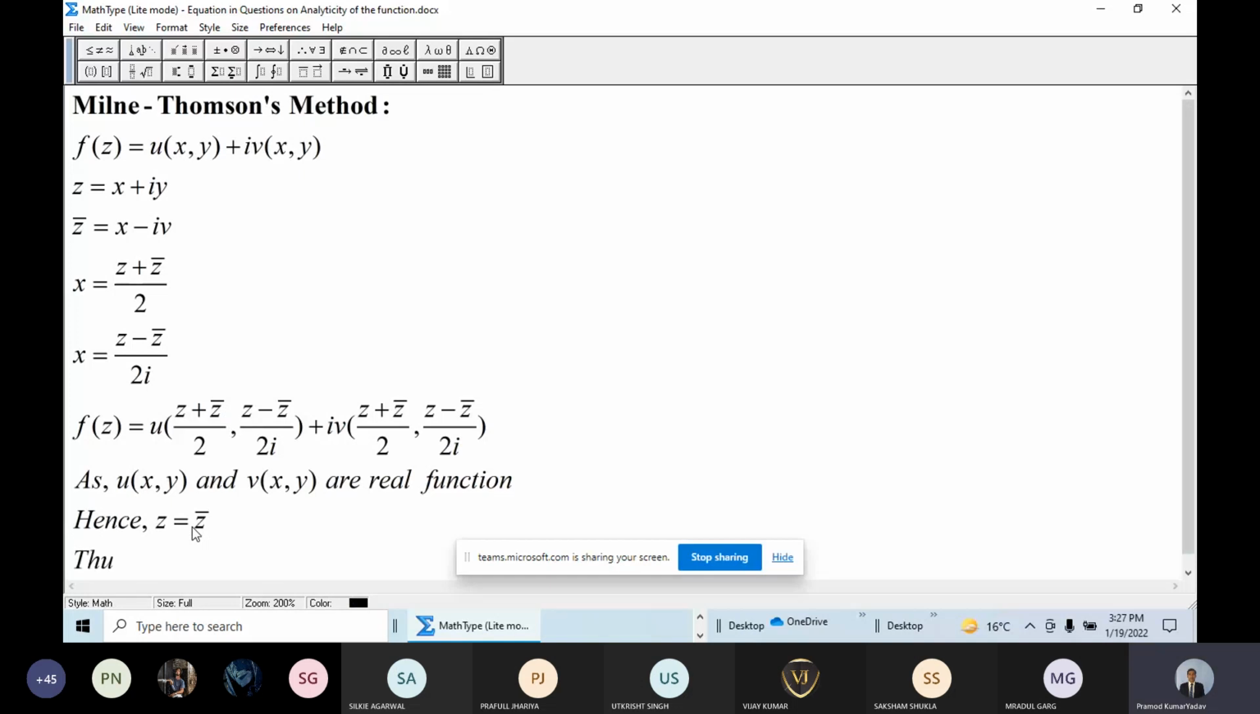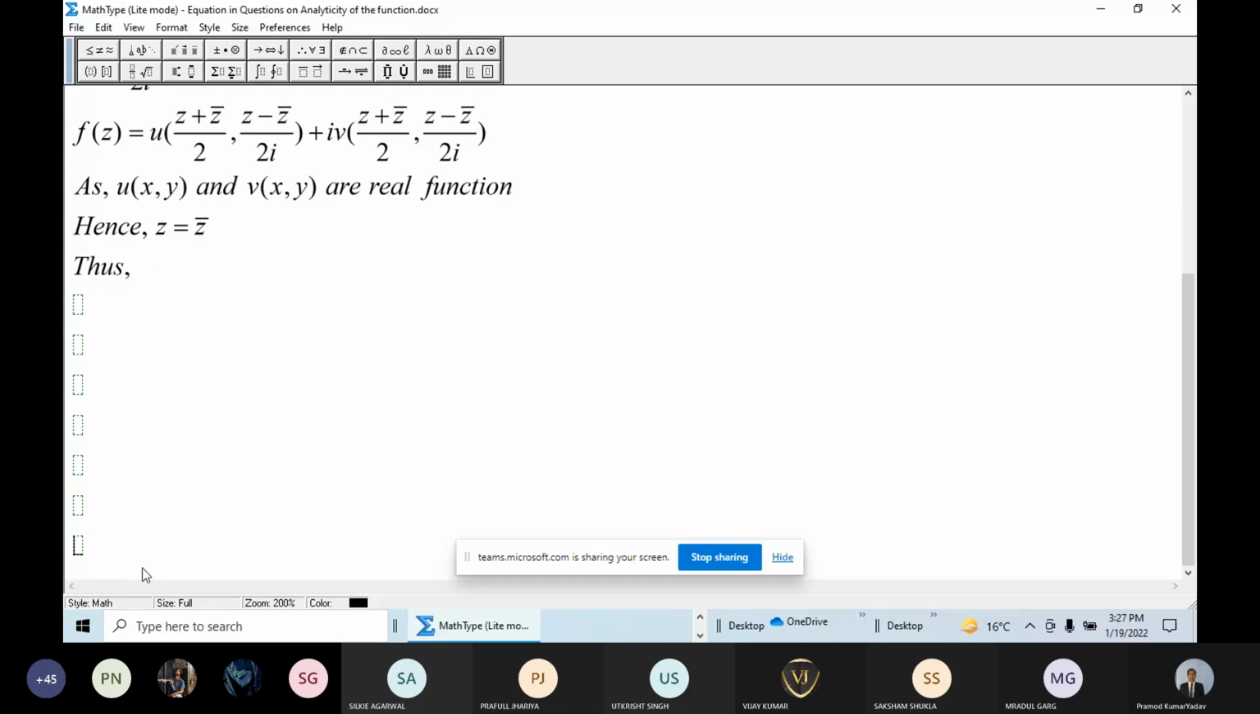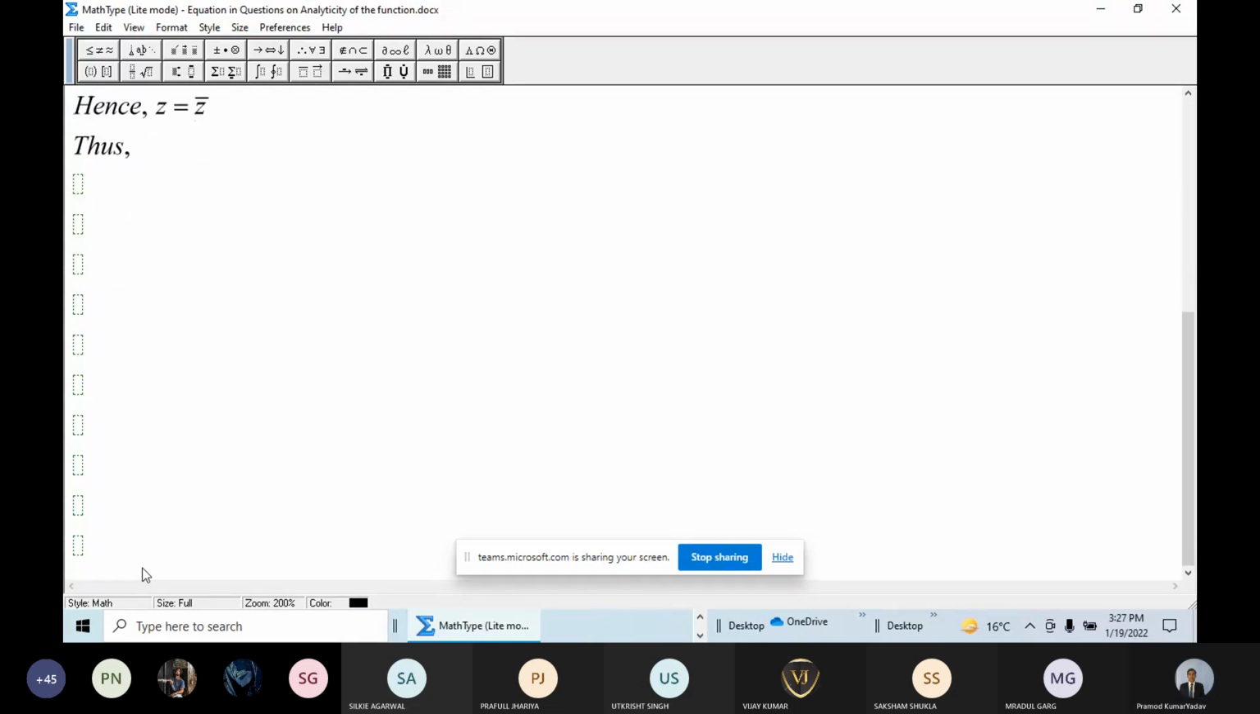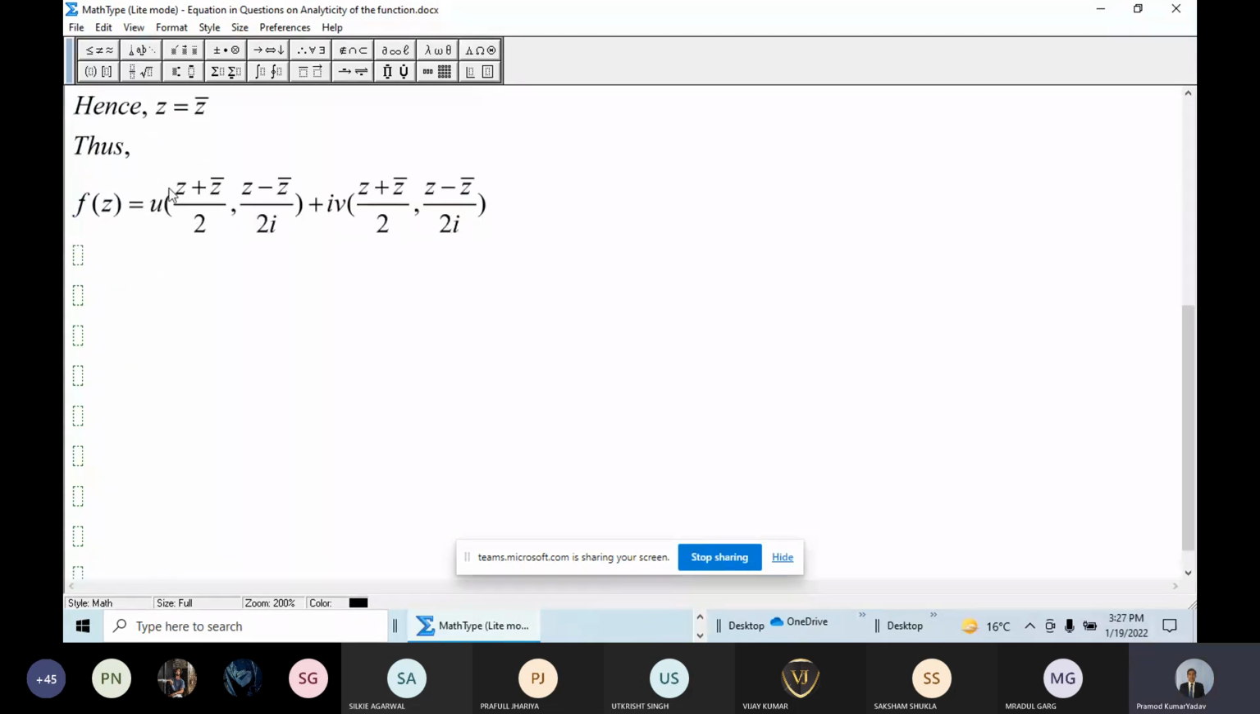Thus, what will happen in this case? Our f(z) becomes: since z equals z bar, it becomes simply z, and this term becomes 0. And again here z, and this term is 0. So what this indicates is that it looks like we are going to use x equal to z.